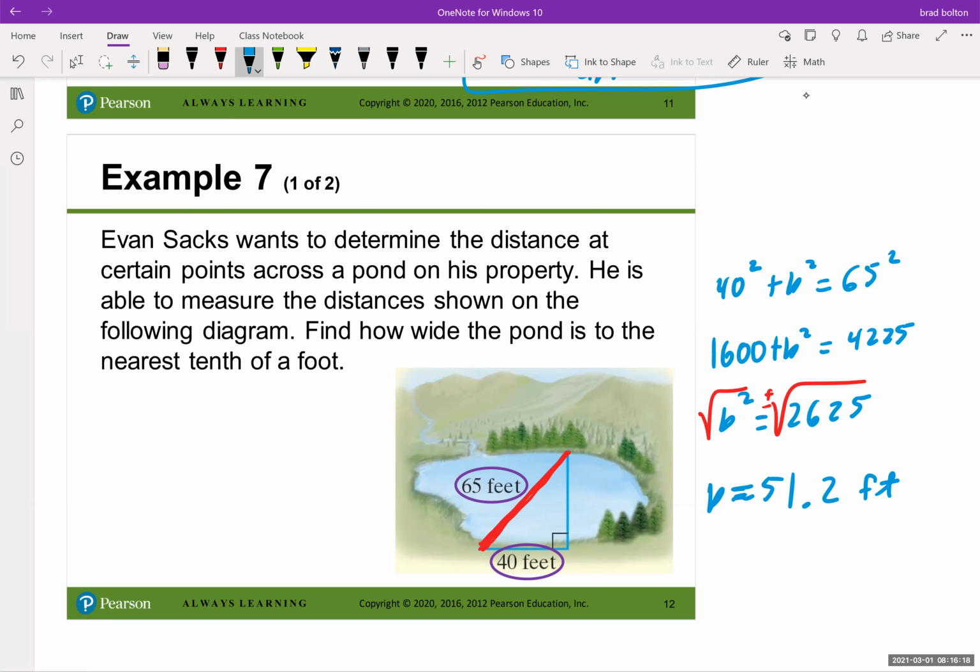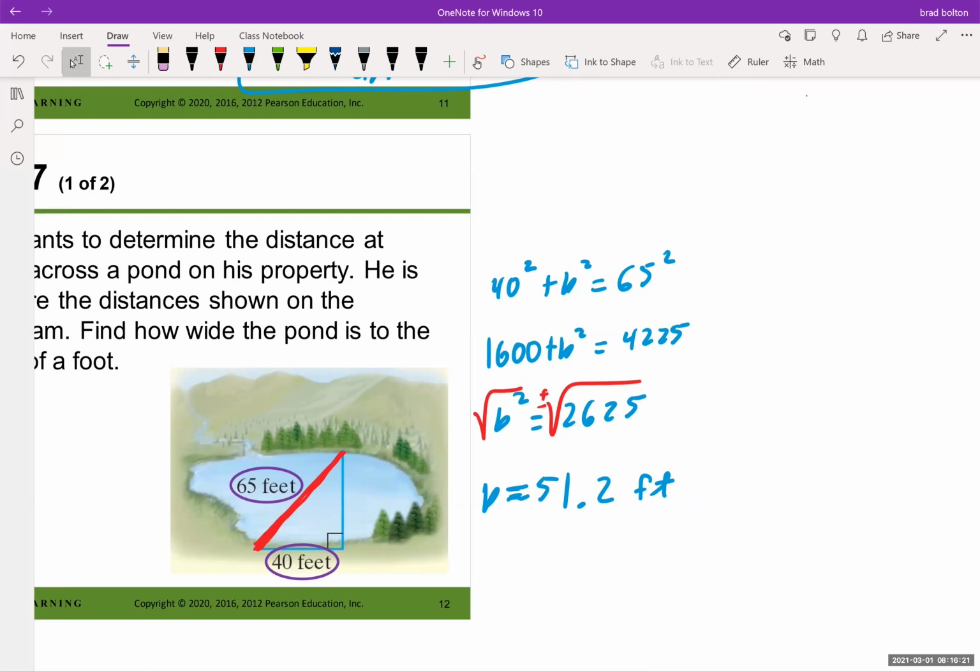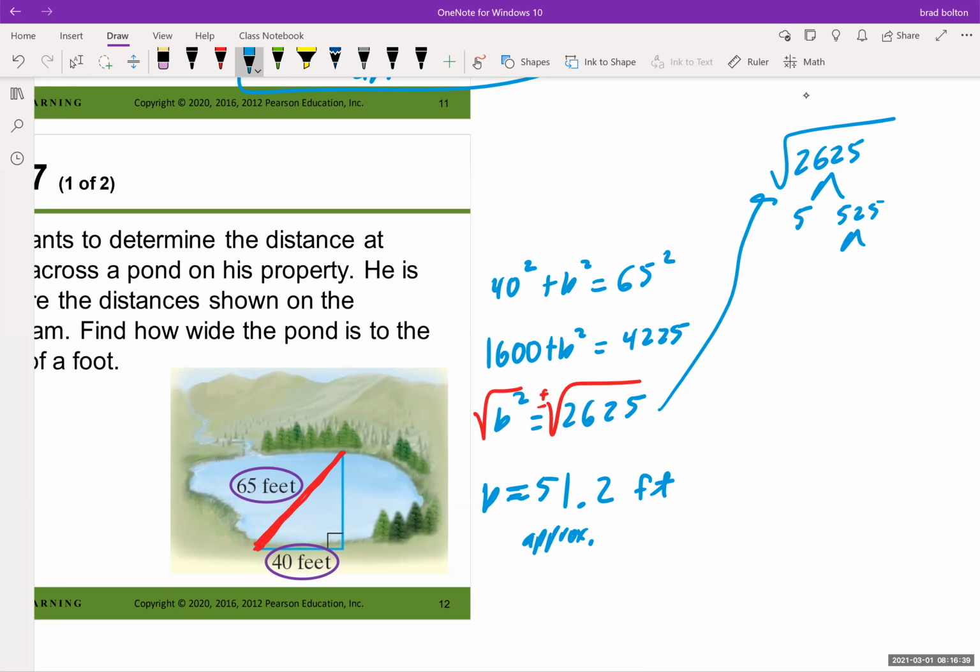Now we could have cleaned up 2625 if they had asked for exact. So this is an approximation once again. If they had asked for exact, we could have taken 2625, and we know that 2625 has a 5 in it. So 5 times 525, but we know 525 has a 5 in it. Oops, not 125, this is 105. Sorry about that. And we know that has a 5 in it. So that would be 5 times 21.